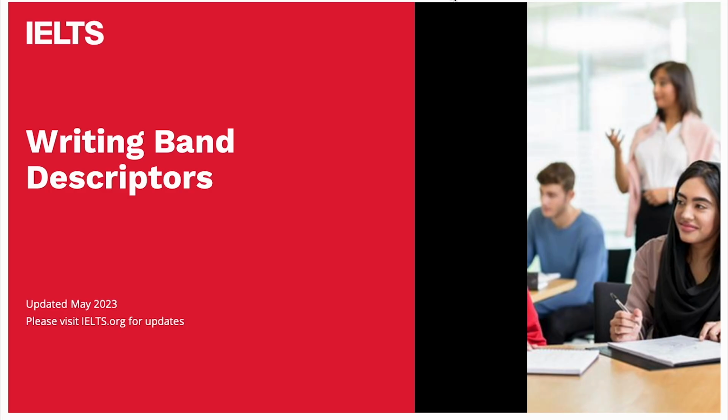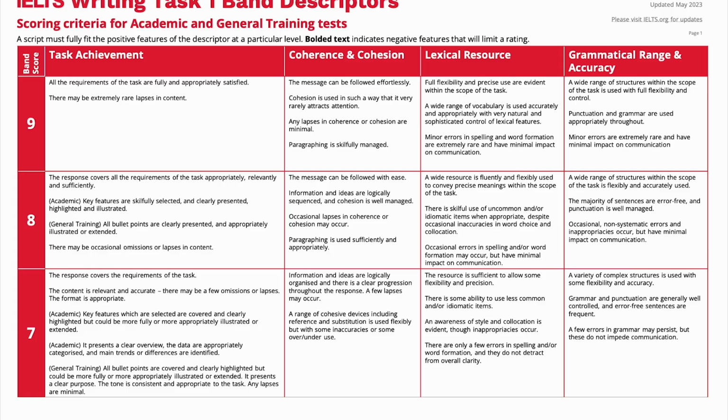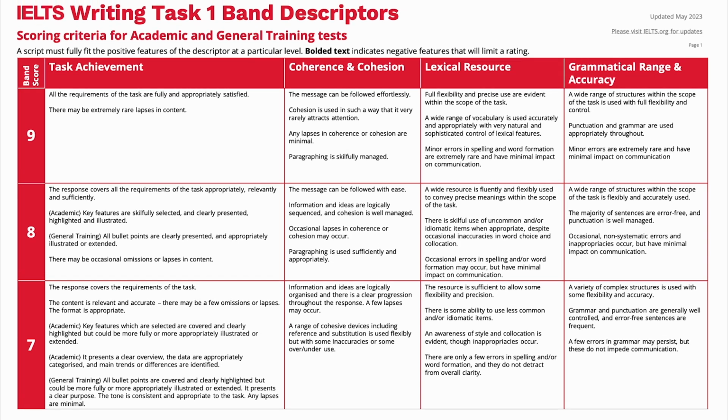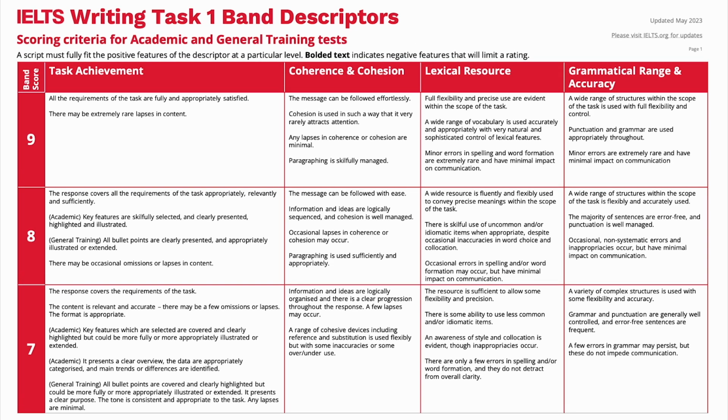And here they tell us that for a band 8, our response has to cover all the requirements of the task appropriately, relevantly, and sufficiently. The problem here, of course, is that they do not exactly say what the requirements are, what appropriately means, and how to define relevantly and sufficiently. So this is basically the vague part of the band descriptors.